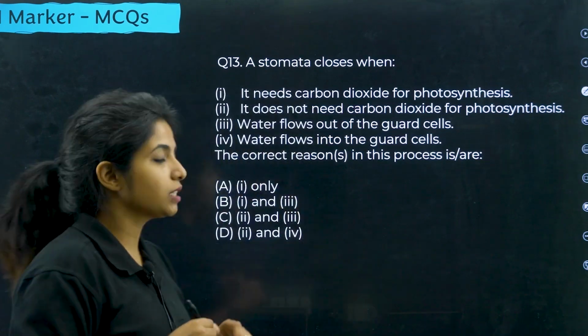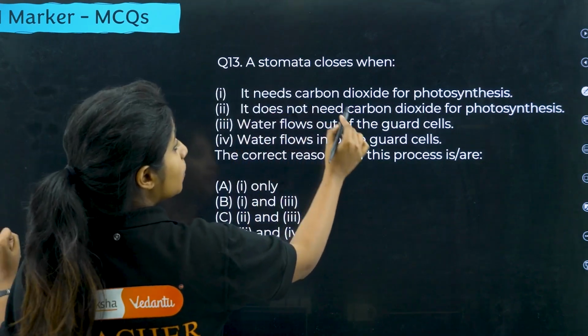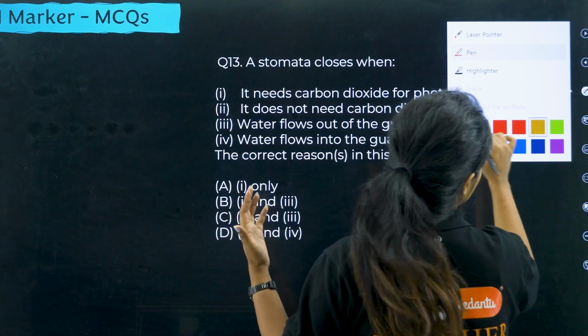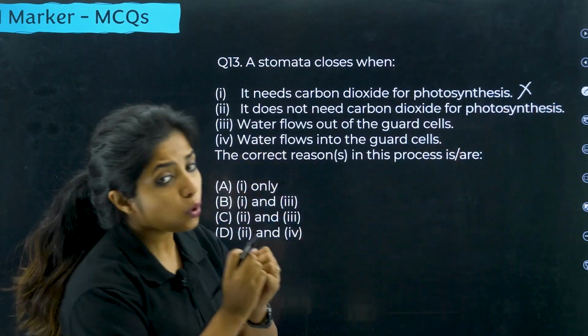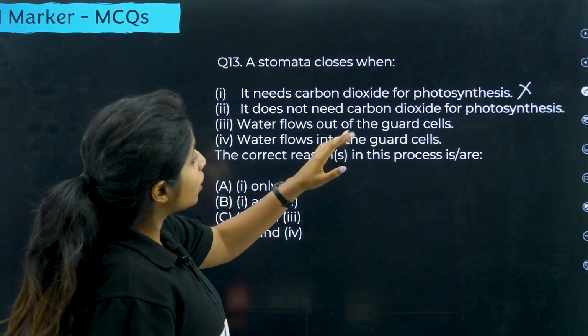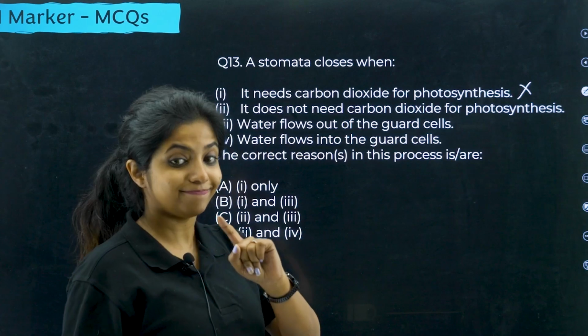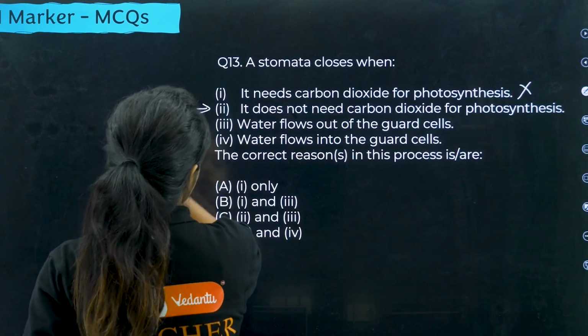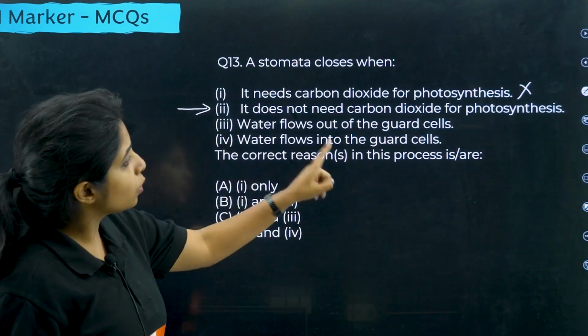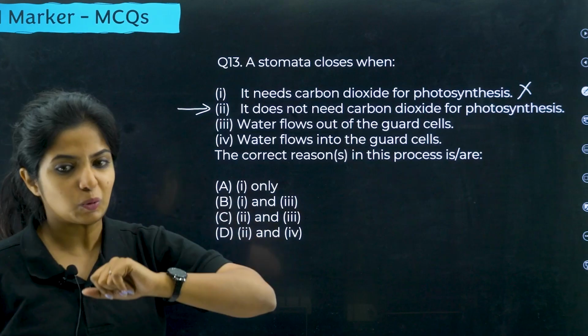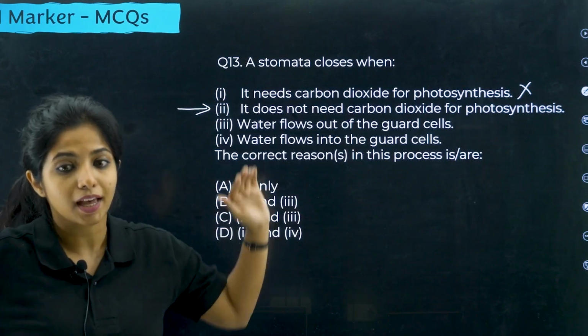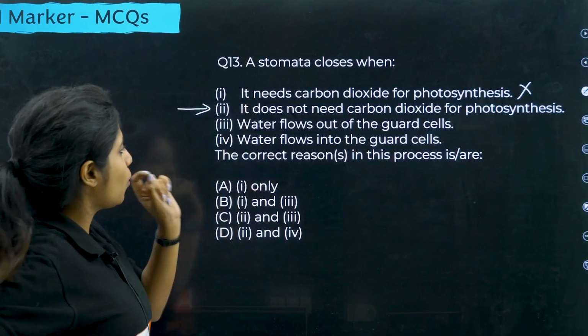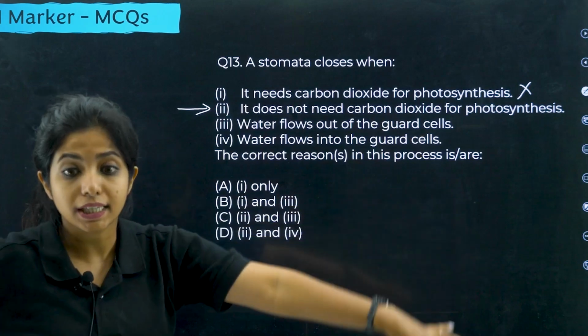Okay, now let's look for the answers. So it needs carbon dioxide for photosynthesis? No. If it needs, it will open this stomata, right? It does not need carbon dioxide for photosynthesis. This is something that matches my thing. So I'll put 1. Water flows out of the guard cells. So that is something that I have not thought, but it's okay. I am reading as of now, right? So water flows out of guard cells.